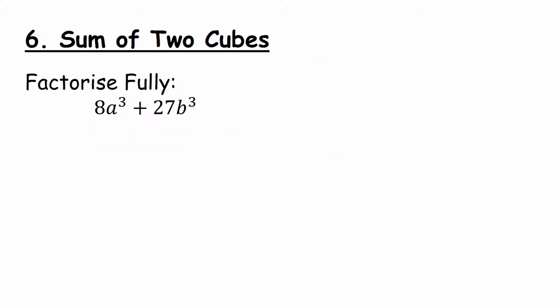So our last type of factorization that we're going to look at is the sum of two cubes. It's very similar to the difference of two cubes, and we talked about that earlier, about how the two formulas are very similar. So our formula here is a cubed plus b cubed equals a plus b, and a squared minus ab plus b squared.